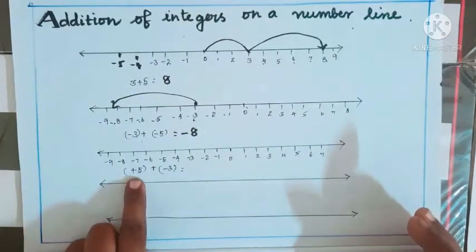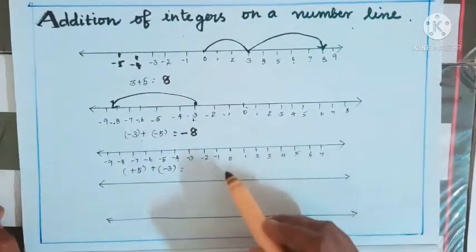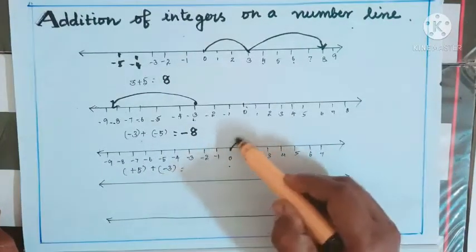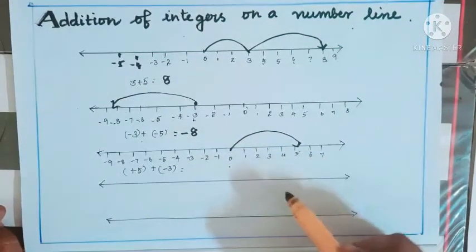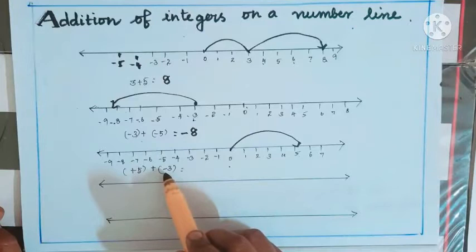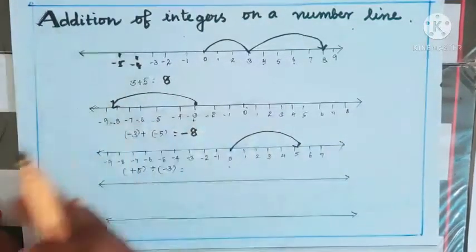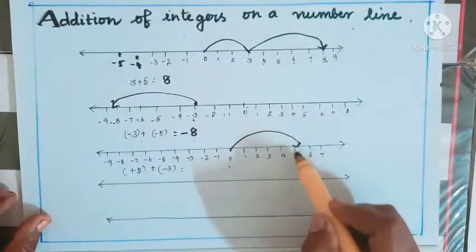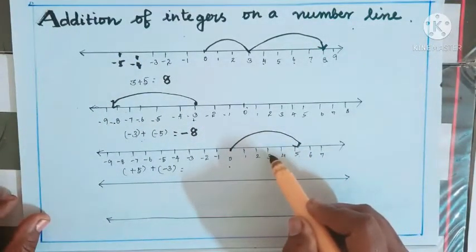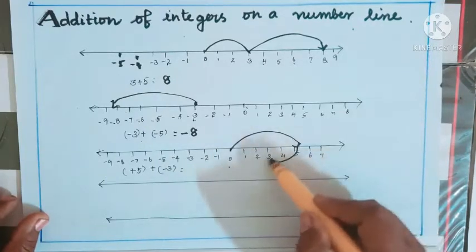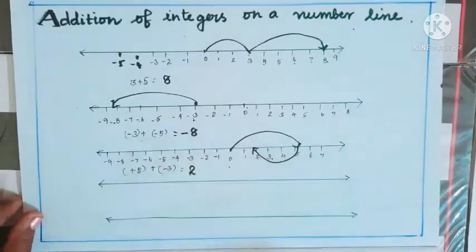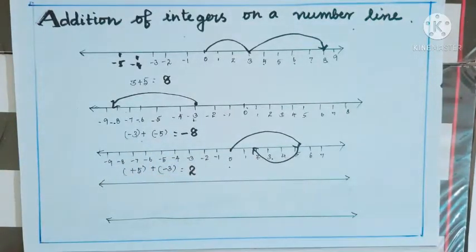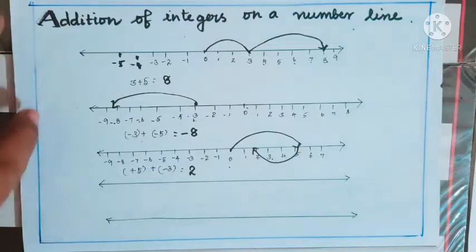Now see, plus 5 minus 3. So from 0 I move to 5. I'm at 5 now. The operation is plus, but minus 3, so I have to move towards my left side, isn't it? So 1, 2, 3. So the answer is 2. So 5 minus 3 is 2. Is it clear? I hope you can understand.